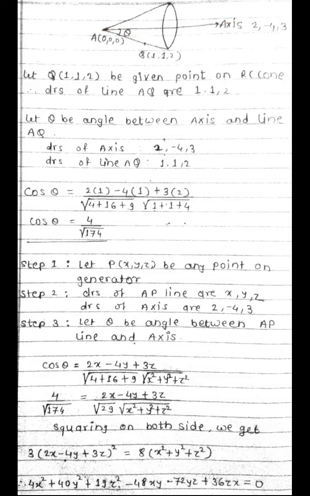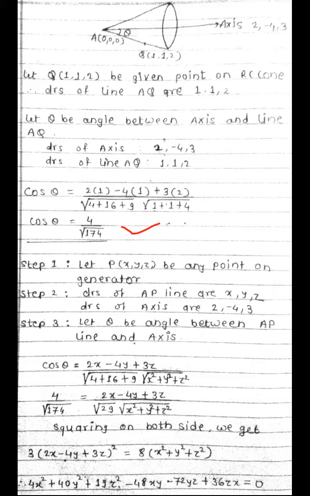Everyone knows, as I already told you, that this angle can be found with the cos theta formula. Take the product in the numerator and divide by the square root terms, and you will find the cos theta value. It is 4 upon root 174. Now that we know the third piece of information, the semi-vertical angle, proceed to find the equation of the right circular cone.